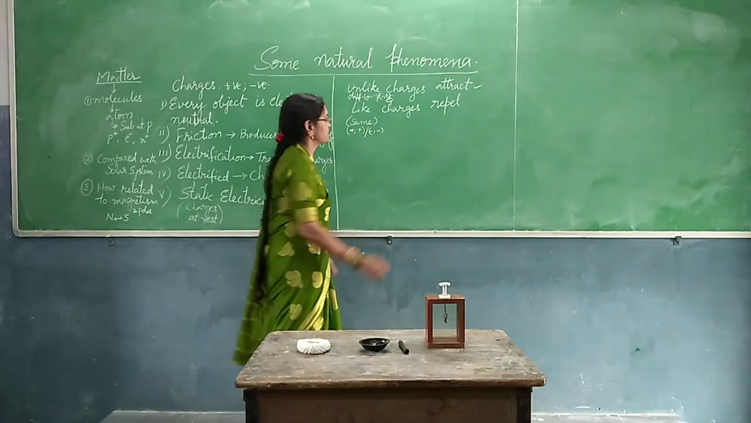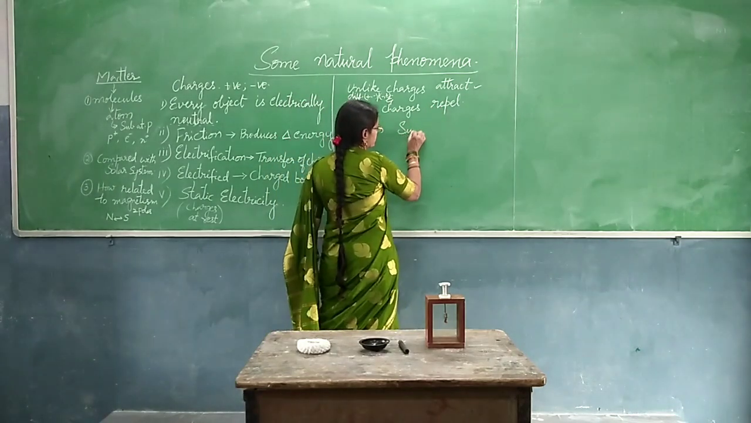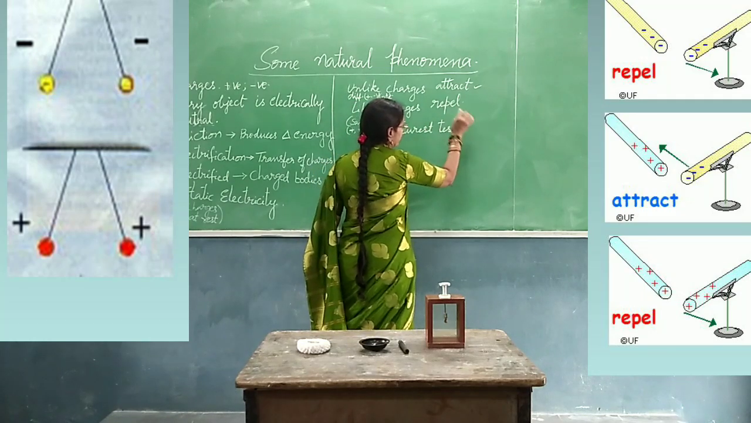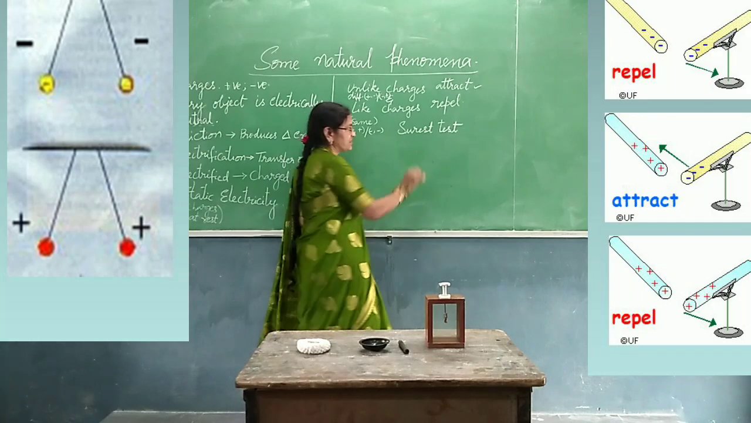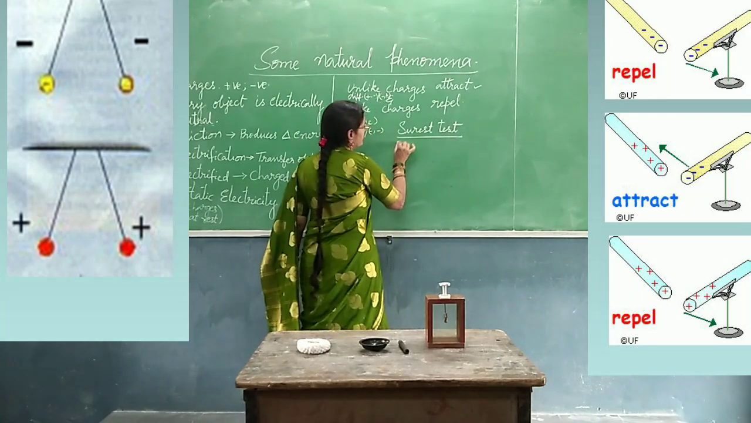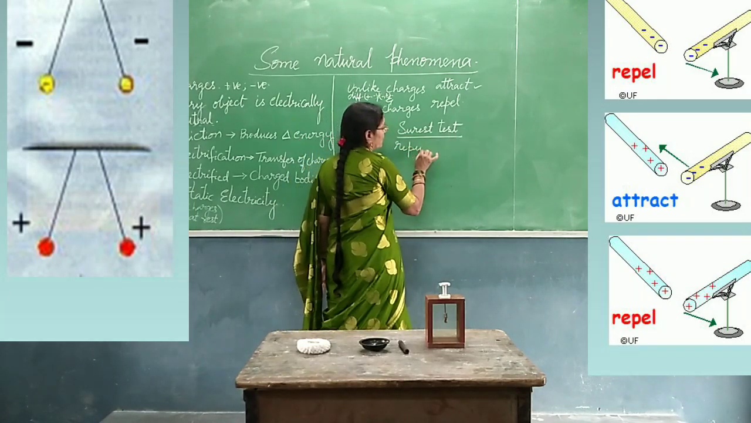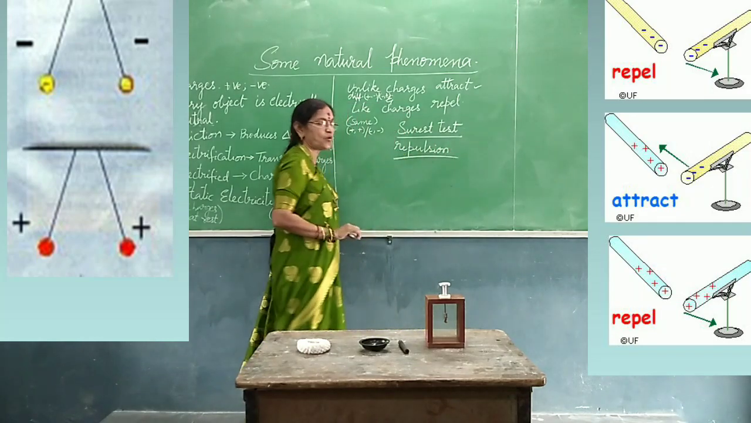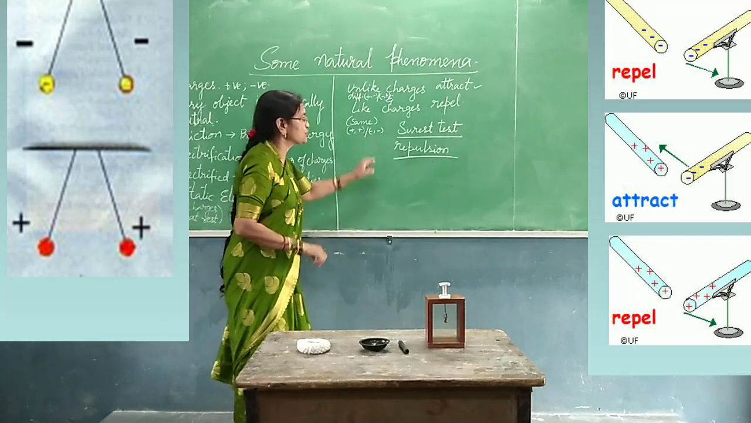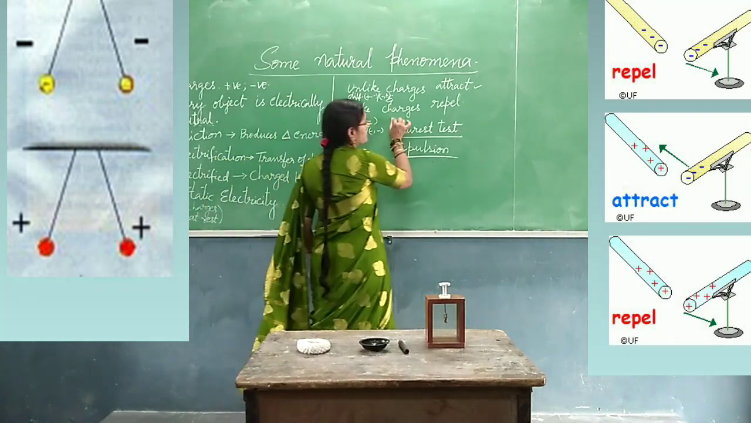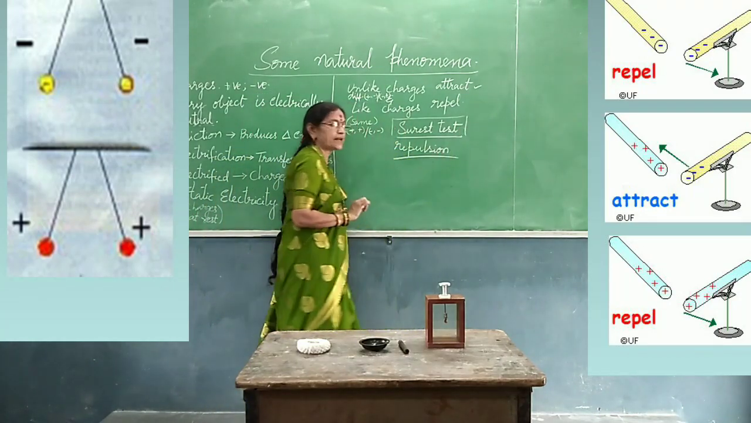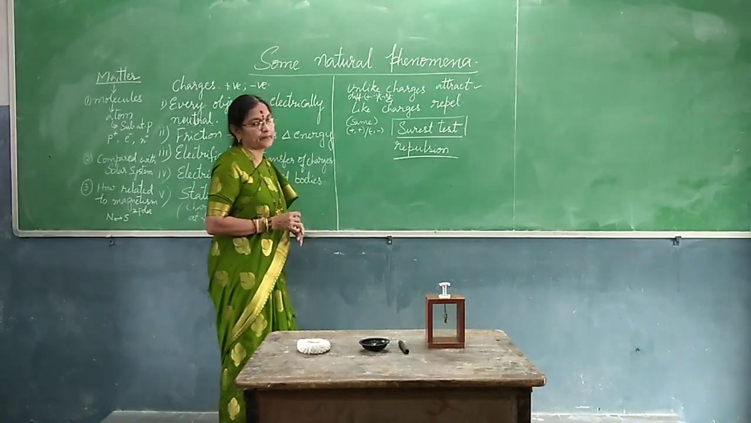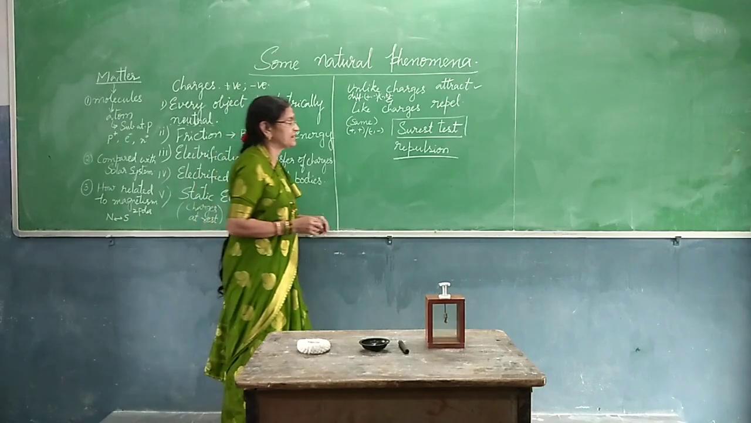Only the surest test to identify whether a body is having charges or not is repulsion. What is the surest test for static electricity? Whether a body is charged or not. To know, what is the surest test? The surest test is repulsion. Now we are going to see both attraction and repulsion with a small experiment.